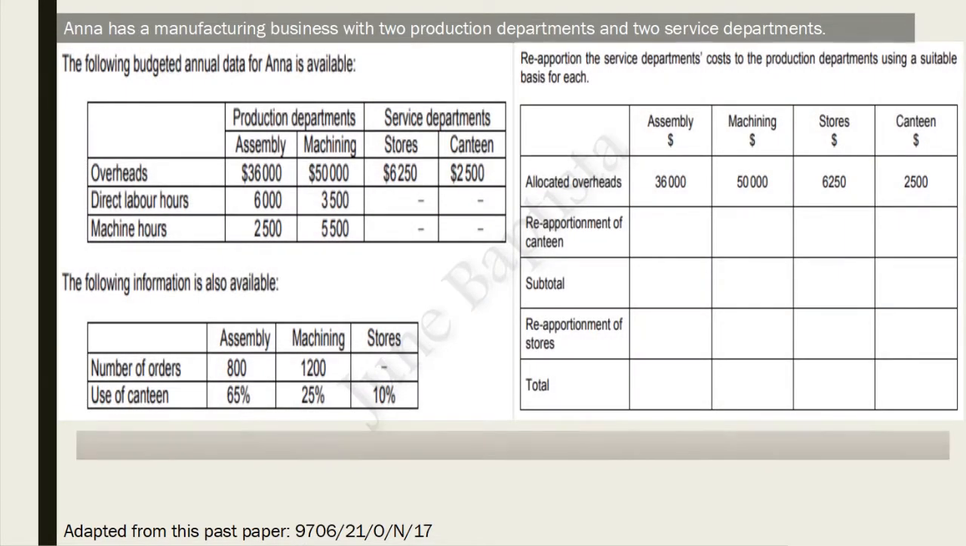Here is a past paper question for you to practice. Anna has a manufacturing business with 2 production departments and 2 service departments. You should take around 3 to 5 minutes to do this. Answers on the next slide.